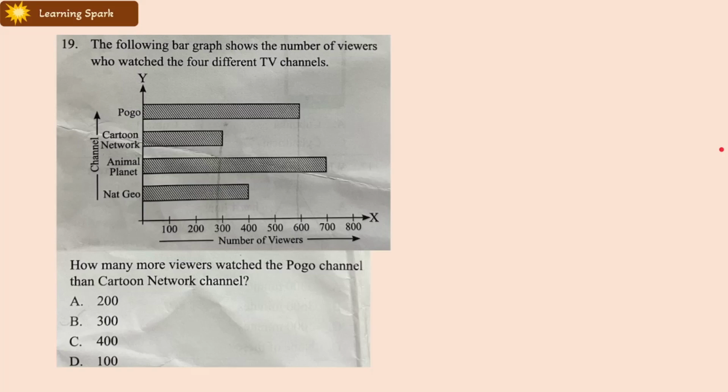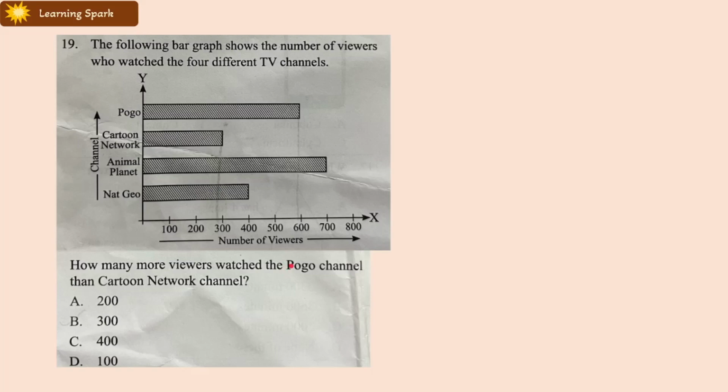Question number 19 is on the screen. Okay, now let's work this out together. If you have not solved already, then you can try pausing the video. Okay, so it says that the following bar graph shows the number of viewers who watch the 4 different TV channels. So Pogo, Cartoon Network, Animal Planet and Nat Geo. And then there is a question, how many more viewers watch the Pogo channel than Cartoon Network channel?